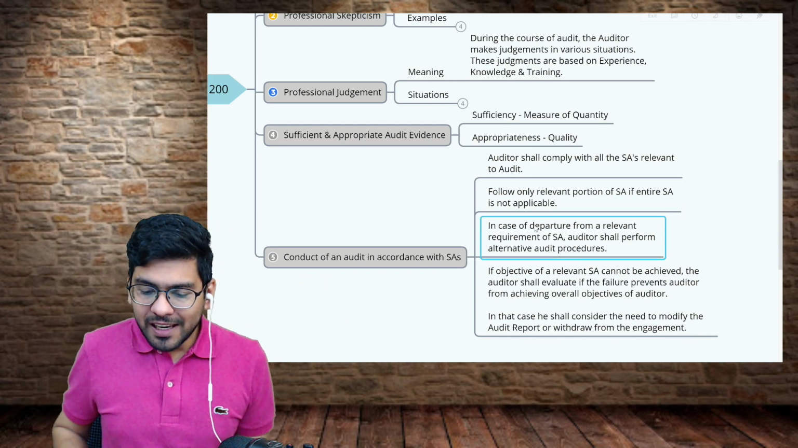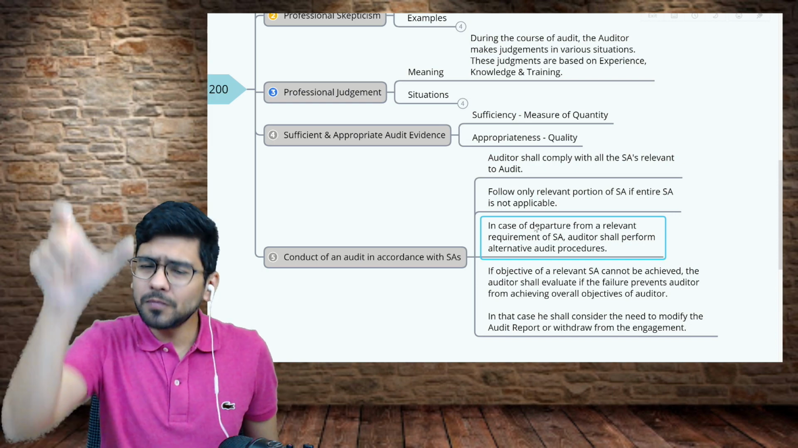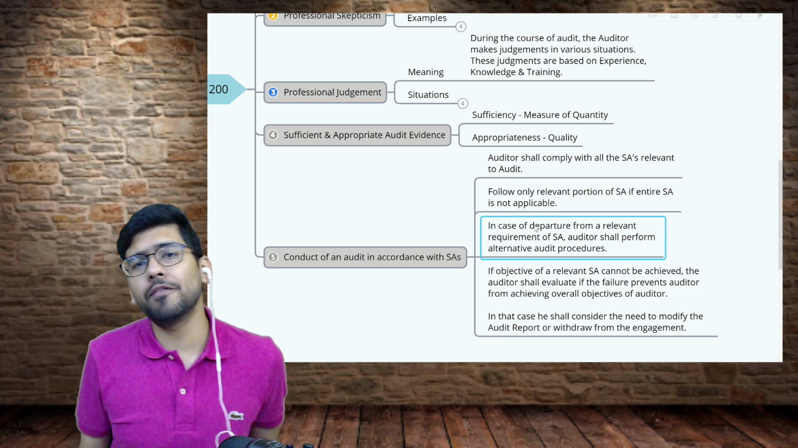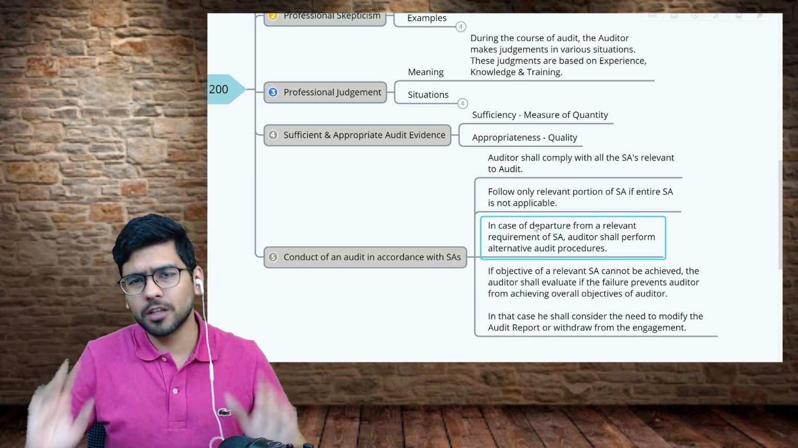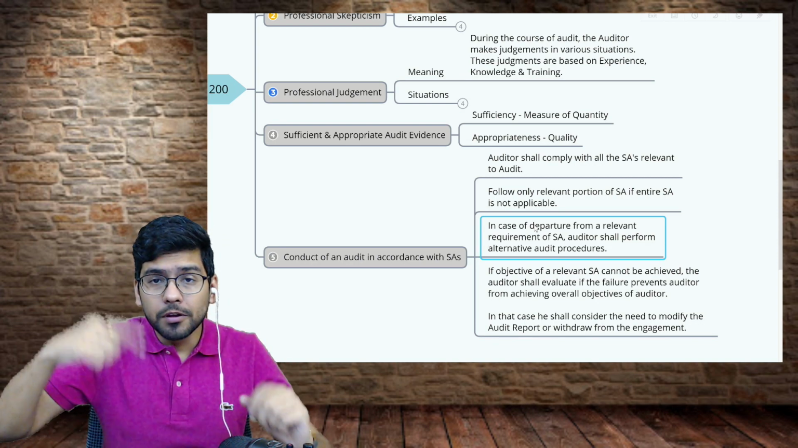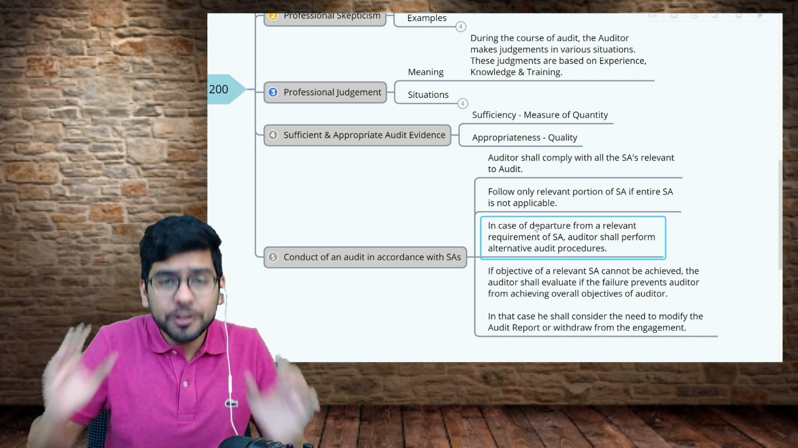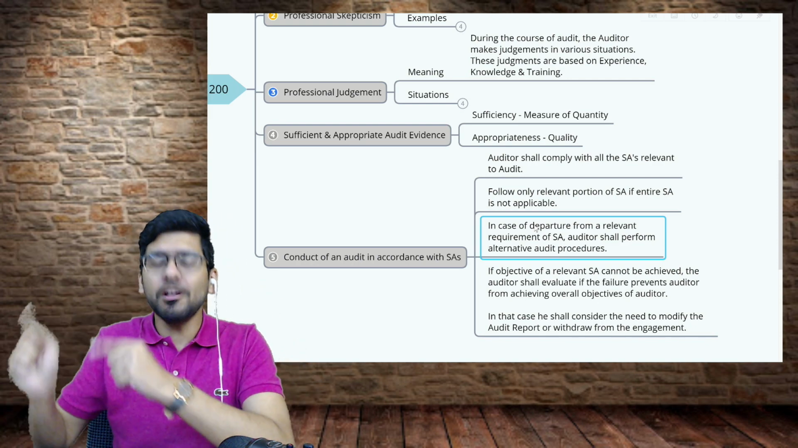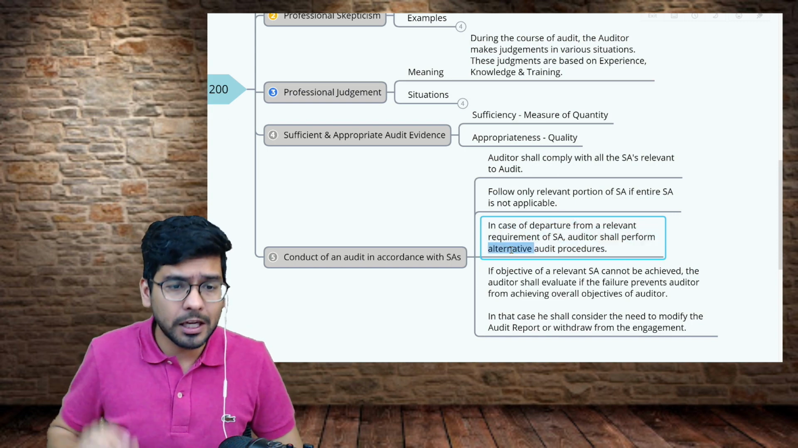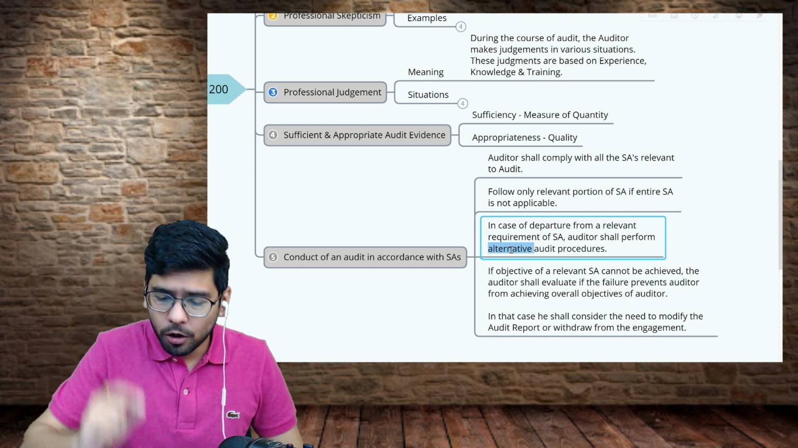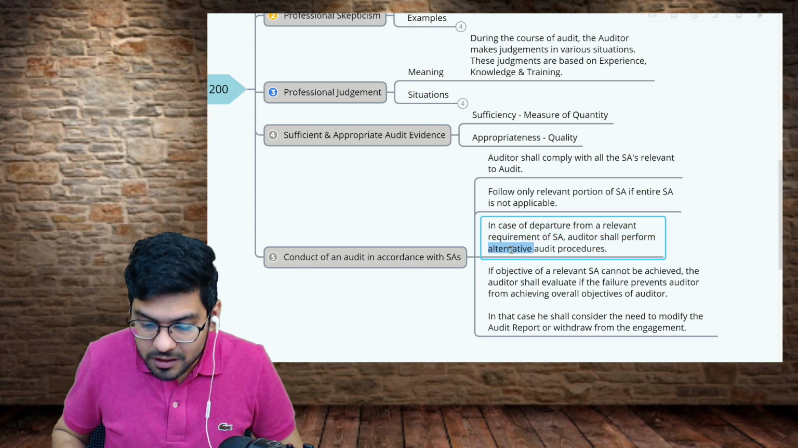Okay, next, in case of whatever is written in the standard, let's say SA 501 only, let us consider some procedures are written with respect to inventory. For some reason or the other, I am not able to perform that procedure. Without applying the procedure, I shouldn't say that the inventory item is giving a true and fair view. In that scenario, I should apply some alternative audit procedure. Please mark this word here. In case of departure from a relevant requirement of an SA, if you are not able to comply with a certain requirement of an SA, I need to apply an alternative audit procedure. There is a difference. Please remember, this is alternative audit procedure.